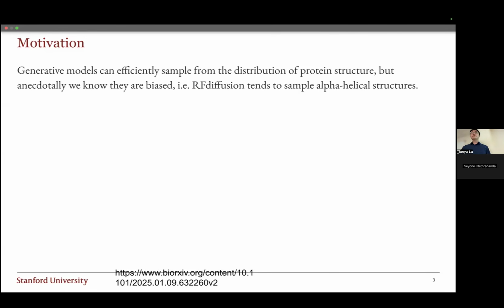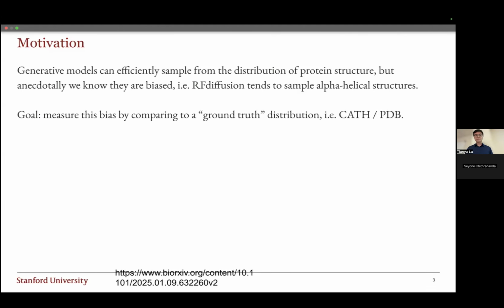The field of protein design has right now been revolutionized by using generative models to efficiently sample from this complex data distribution of protein structures. It turns something that's very difficult to sample from, which traditionally requires expensive Monte Carlo sampling, into something that's easy to sample from by fitting these deep generative models. But anecdotally, we know that these models are biased. For example, from personal experience and also experience from other groups, we know that RF diffusion, for one example, tends to oversample alpha helical structures.